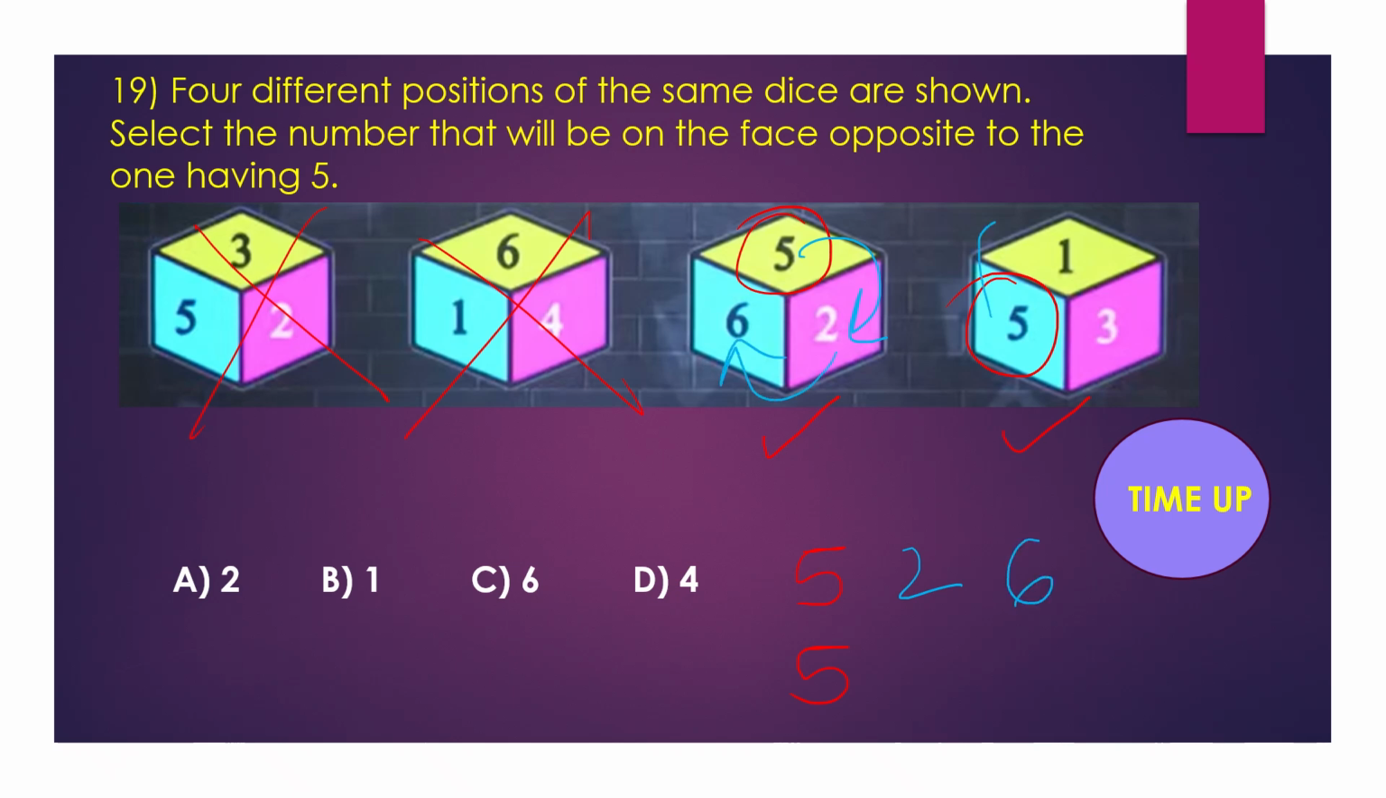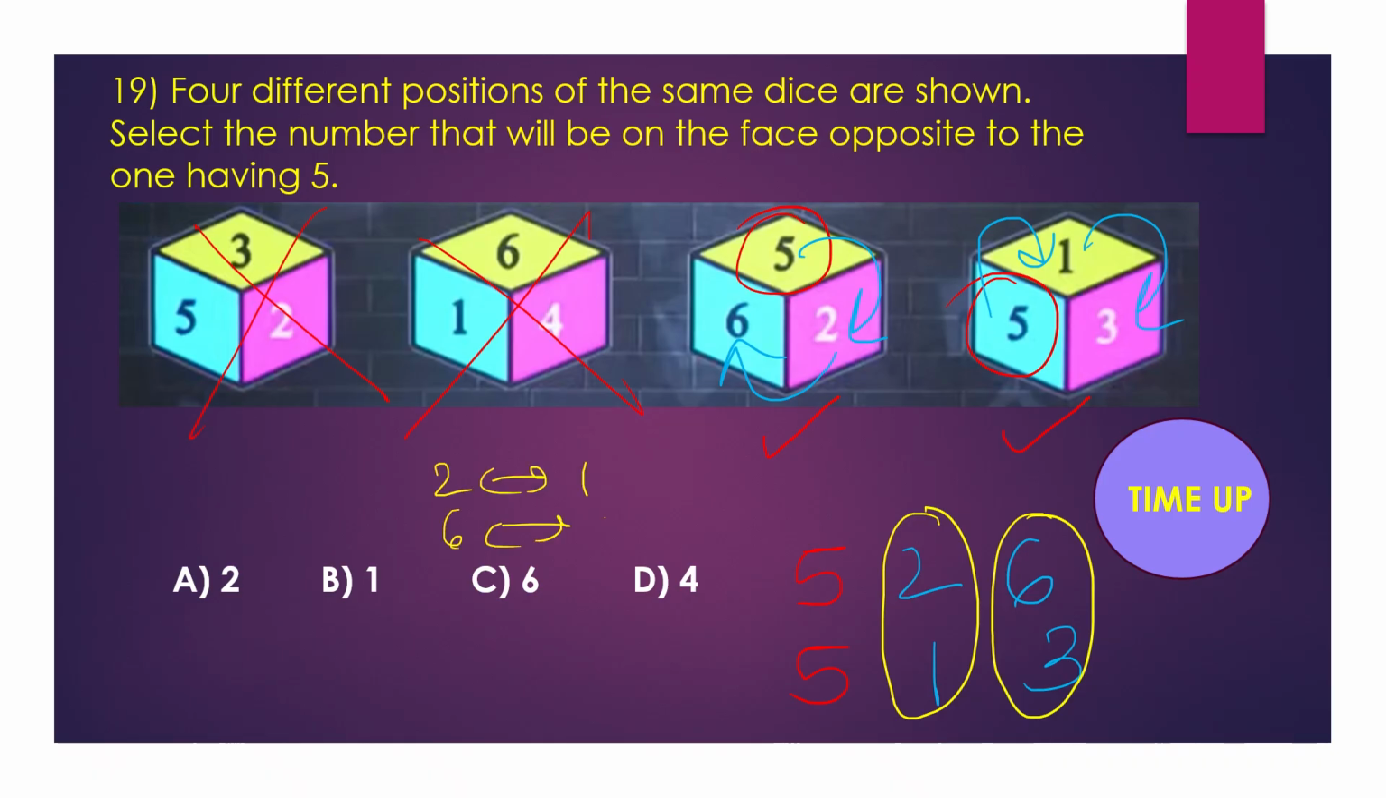Next again from 5 I'll come to 1. Then from 1 I'll go to 3. Correct? So from this what I got? 2 opposite is 1. 6 opposite is 3. So 5 opposite we want. So what number is left? 1, 2, 3, 6 is already taken. So 4 is left. So 5 opposite is 4. So D is the correct option, 4. Okay. So this is how you have to solve.